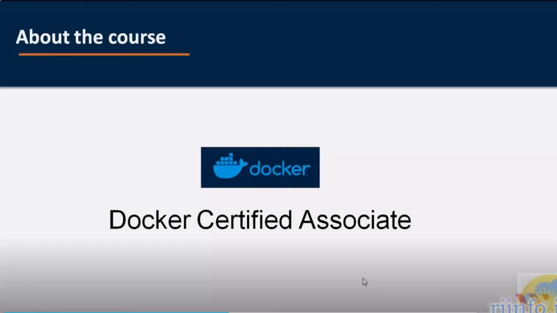Another advantage of Docker is that it provides a lightweight and fast environment to run the code in a predictable manner. So what's the objective of this course on Docker? Let's have a look.